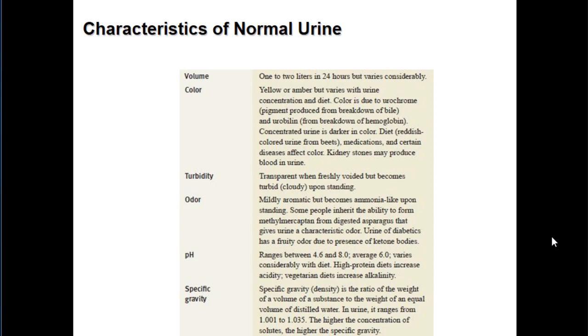Normal urine volume might vary depending on your water intake, but usually it's 1 to 2 liters per day. Color is a straw yellow. Then it should be transparent. pH fluctuates widely, and it varies considerably with the diet. Like a high protein diet will increase the acidity, and a vegetarian diet is what makes the urine more alkaline. Specific gravity also varies within a wide range, and it depends on the concentration of substances.